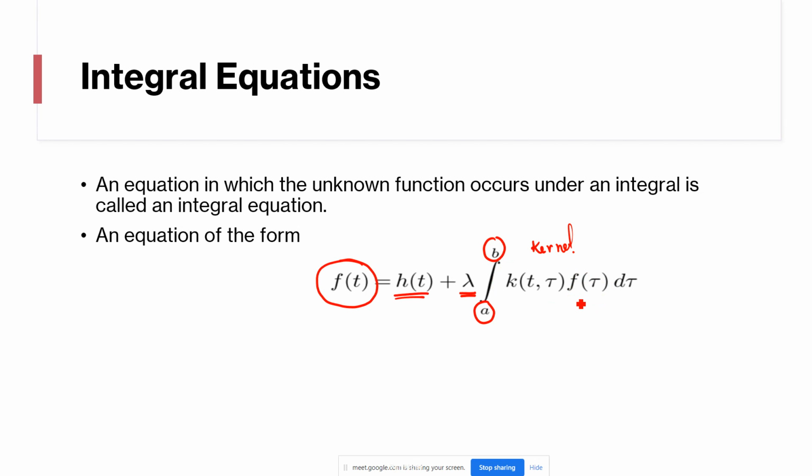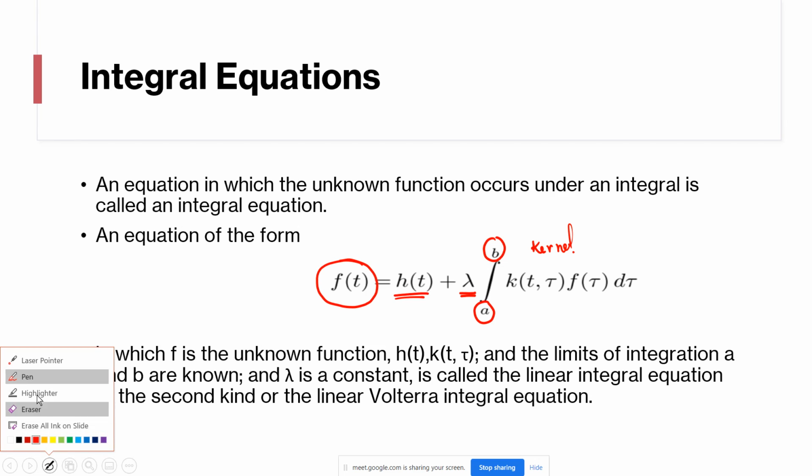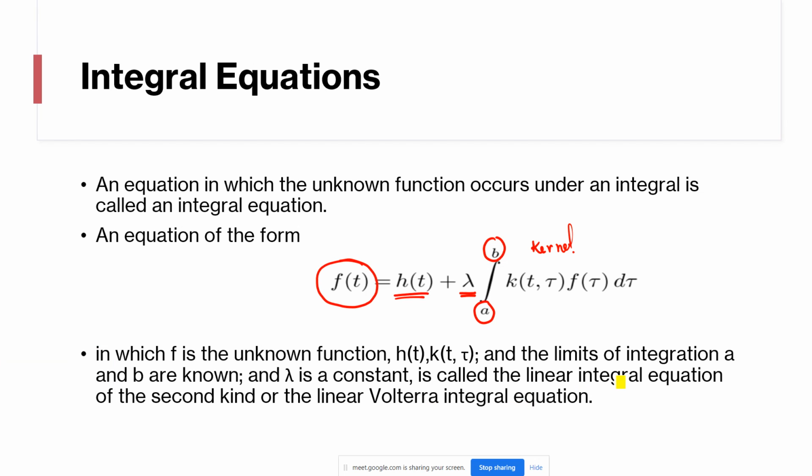So it is f of t is equal to h of t plus lambda integration a to b kernel function, which is in terms of t and tau, f of tau d tau. This kind of an equation would be called as an integral equation, where our aim is to find out f of t. The most important thing that I would tell is the name of this equation, right? I'll just highlight the name. This equation is called as a linear integral equation of second kind. Also you can call it as a linear Volterra.